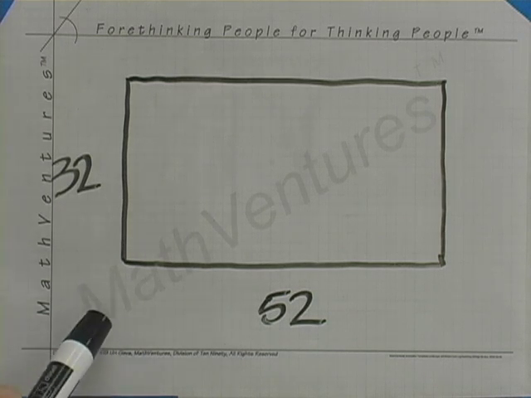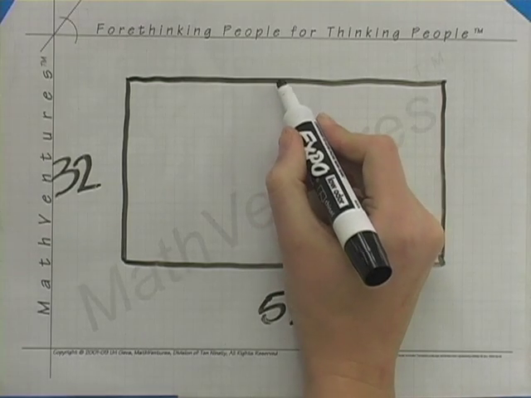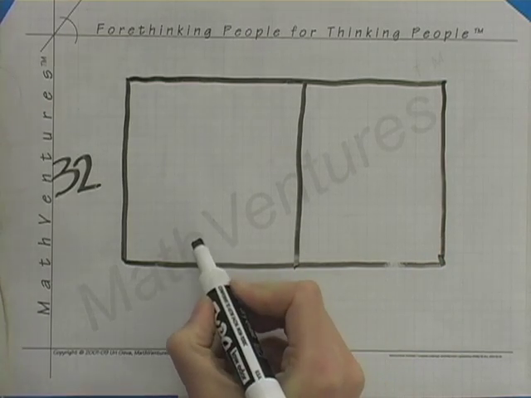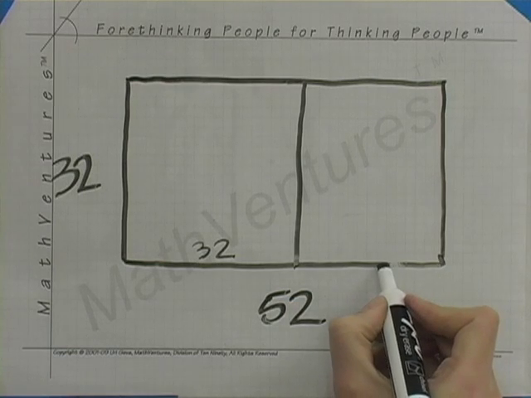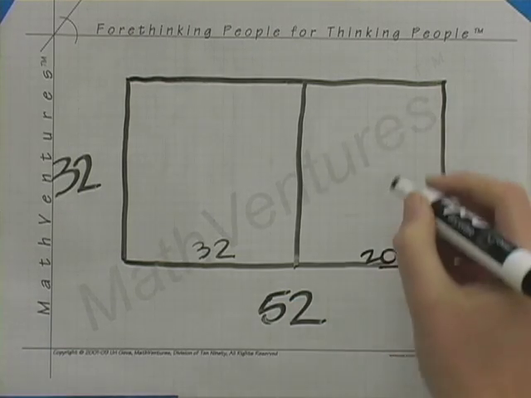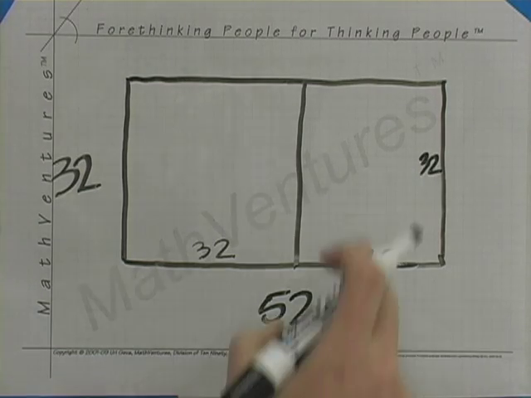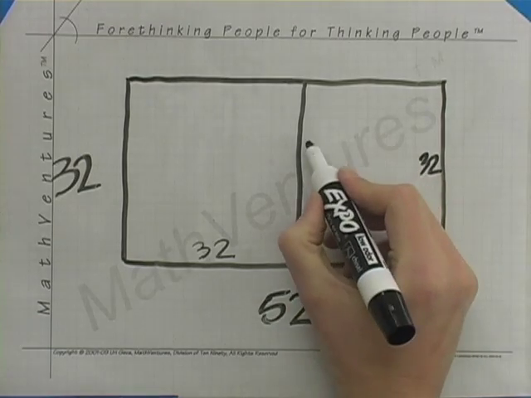The first thing we'll do is draw the largest square we can inside this rectangle starting at a corner. In this case, 32 by 32. Using subtraction, we know we're left over here with 20 on this edge, and we still have an edge of 32. So, inside of this rectangle, we can draw another square of 20 by 20.